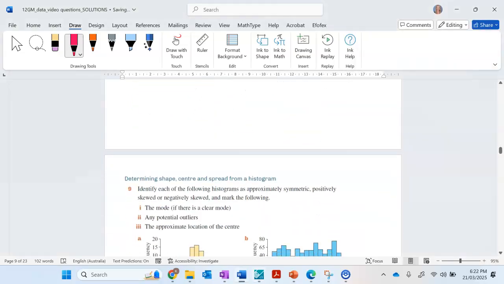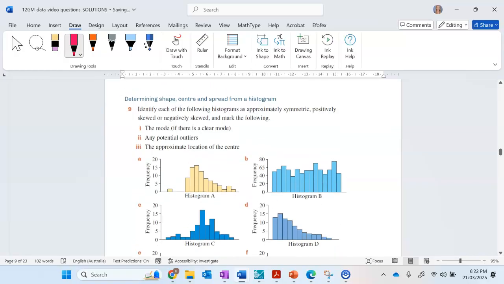All right, determining shape, center, and spread from a histogram. For this one, we're going to look at each histogram and look for the mode, which is also called the modal category or the modal interval, any potential outliers, and the approximate location of the center. We're going to look at the following histograms and mark the following. We're also going to call it symmetrical, positively skewed, or negatively skewed.